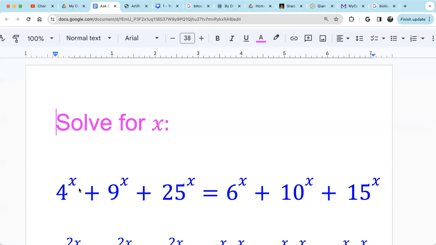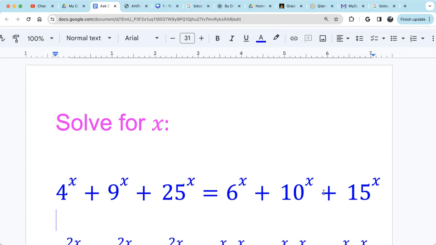Okay, let's see this equation. On the left-hand side, we have 4 raised to x plus 9 raised to x plus 25 raised to x. On the right-hand side, we have 6 raised to x plus 10 raised to x plus 15 raised to x. So how do we approach this kind of question?